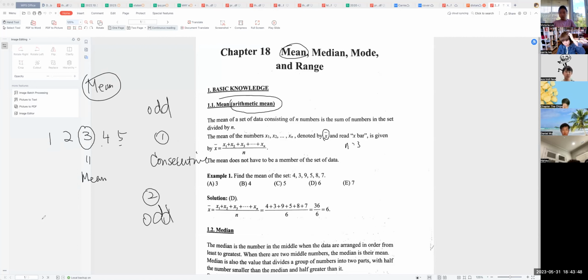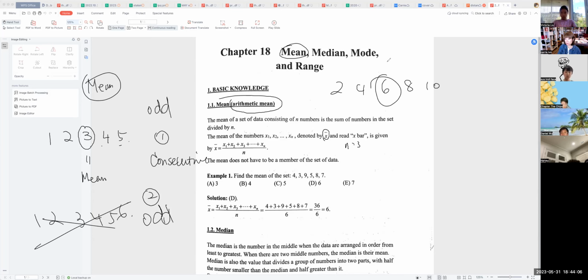For instance, if you have 1, 2, 3, 4, 5, 6, it's not going to work. There are 6 numbers. With 5 numbers, it works. Understand, Daniel? And it doesn't necessarily have to be consecutive numbers. It could be 2, 4, 6, 8, 10. It's the same thing. The middle number is also equal to the mean. Understand? When we're talking about the middle number, immediately we're talking about the median as well.